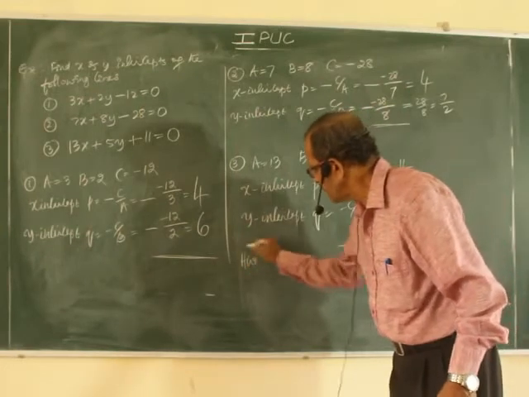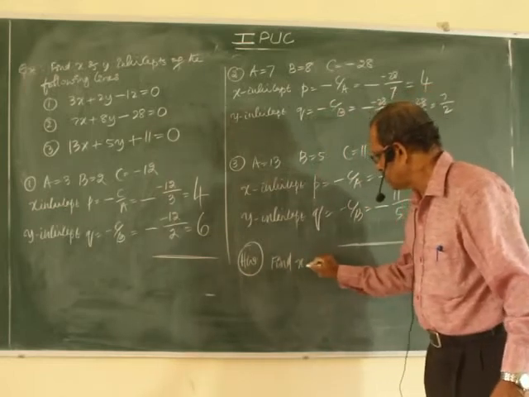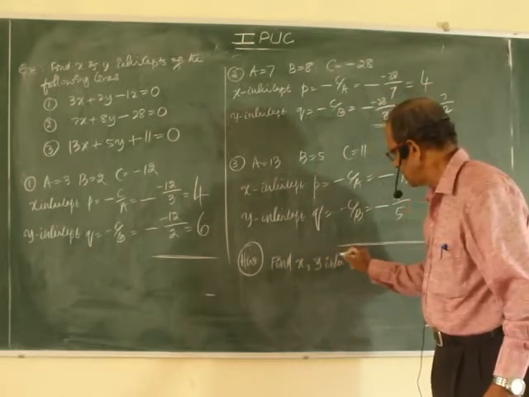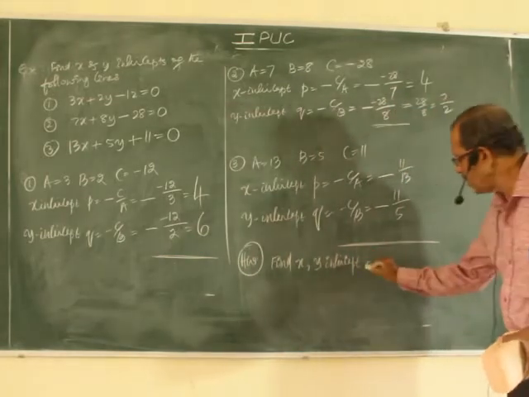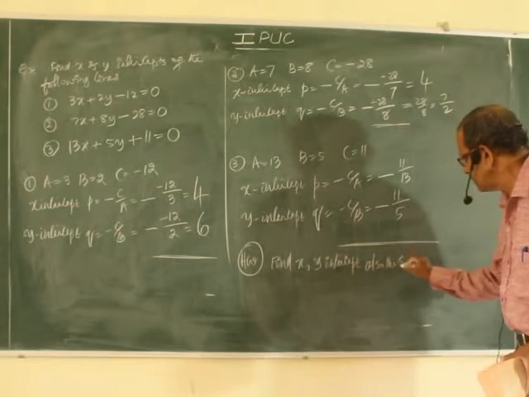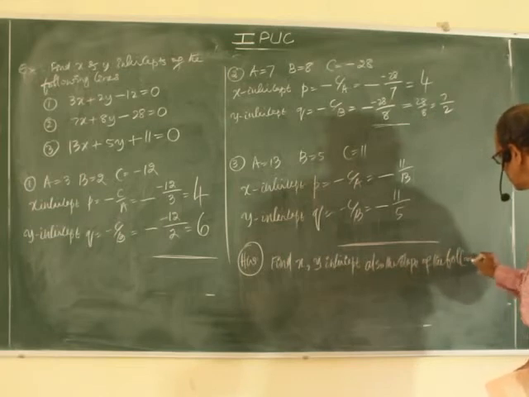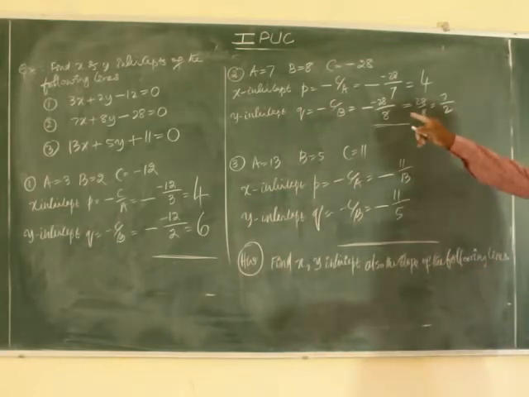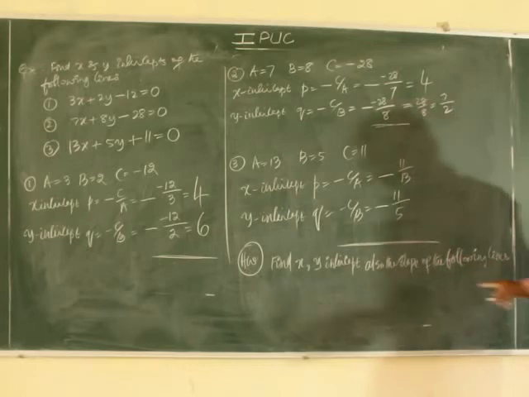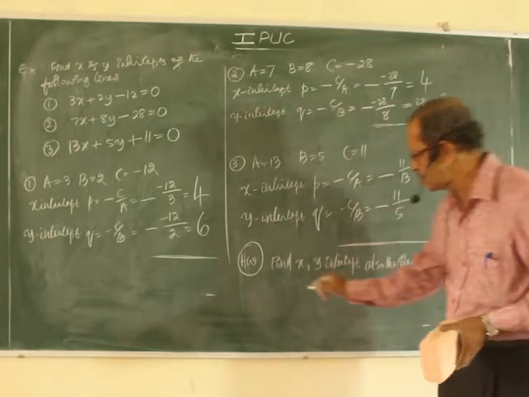Homework. Find the X, Y intercept, also the slope of the following lines. All the three things are included. See here, slope and y-intercept is the first part, x and y-intercept is the second part. I combined all this: slope, x-intercept, y-intercept. All the things you have to find.